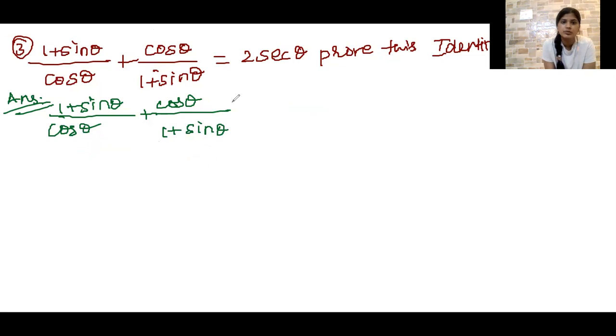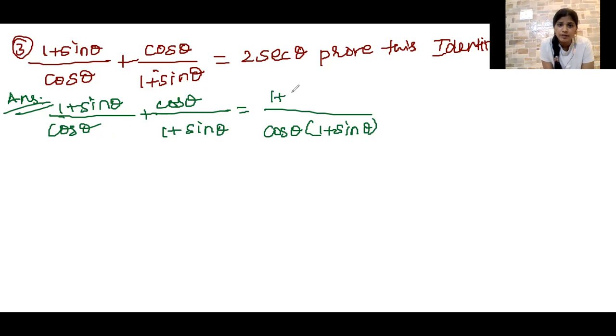So now I'm going to do the LCM. That is cos theta times 1 plus sine theta. In the numerator, I'll be performing cross multiplication. This 1 plus sine theta will get multiplied with this 1 plus sine theta. This cos theta will get multiplied with this cos theta. So that is for LCM.